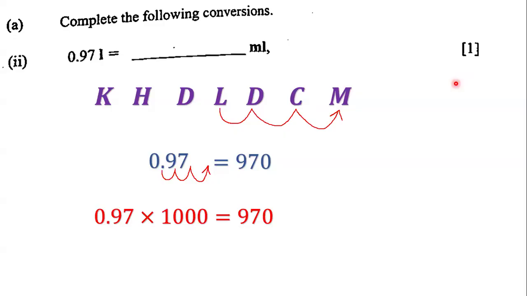Yeah, advanced. But we have 0.97 multiplied by 1,000. That's going to give us 970. Why do we get 970? Because we have the decimal point, and we move it over 3 times: 1, 2, and 3. So it's going to be 970 here. That means we have 970 milliliters. Okay, that's our answer.